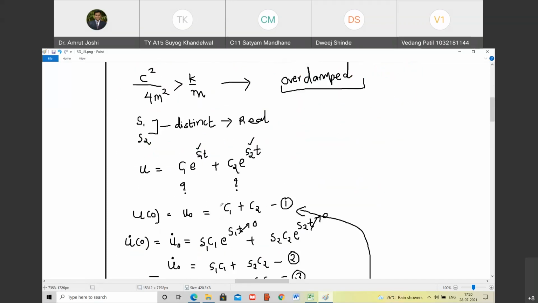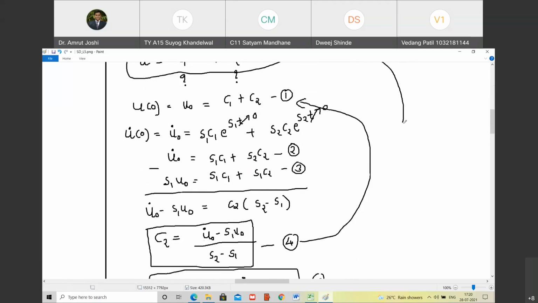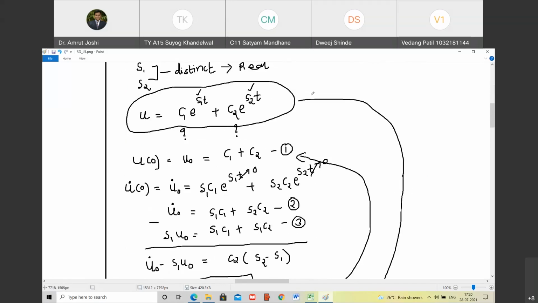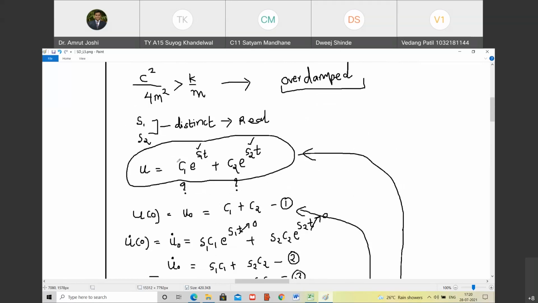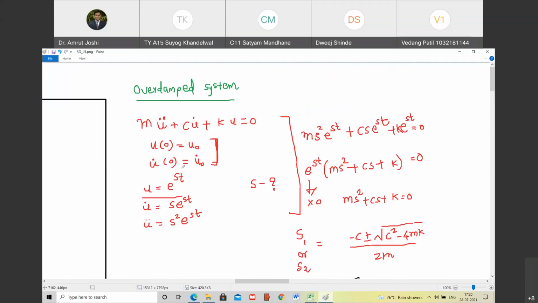Solution. Where is the solution? Solution is this. So if you substitute the values of C1 and C2 here, you are done. Happy? Yes, sir. Okay. So we are not going to do that. We are simply going to calculate these values of C1, C2, and then we are going to write down the solution in Excel. So what is our problem statement?